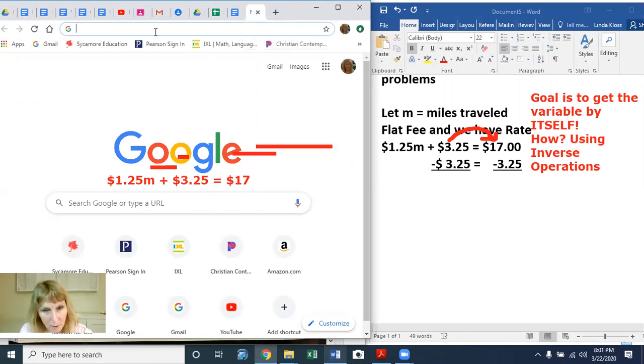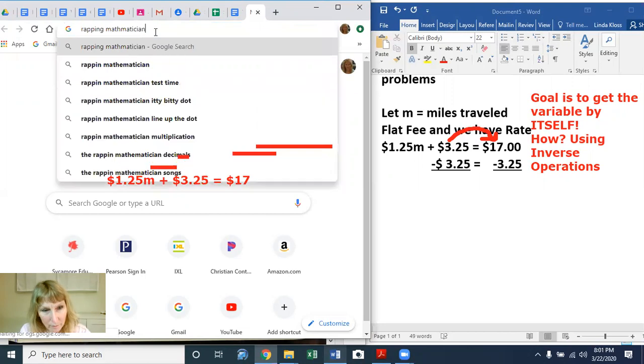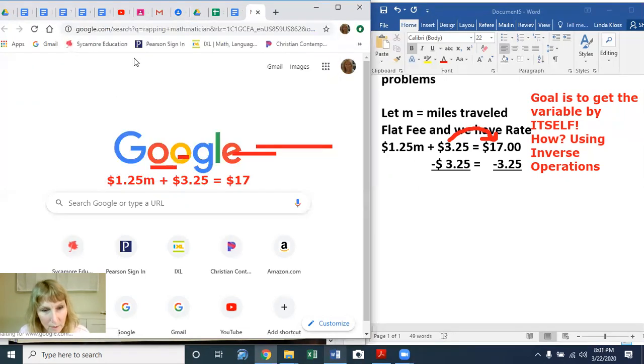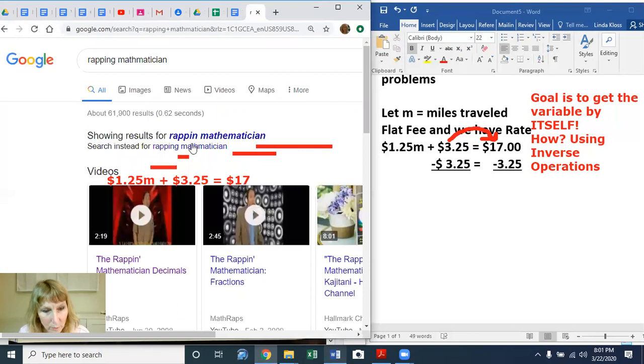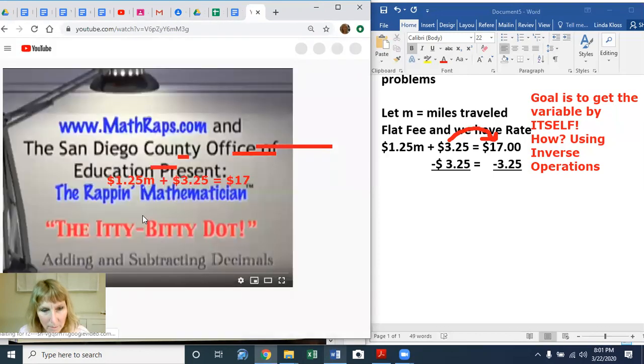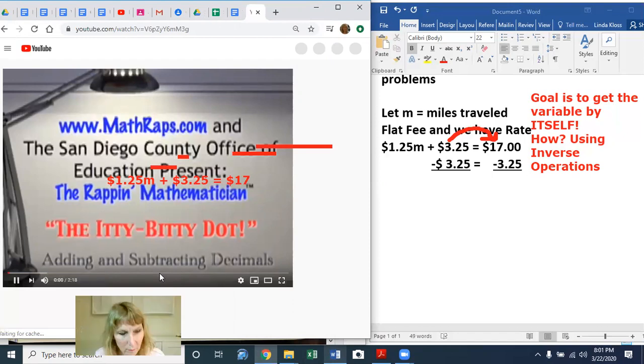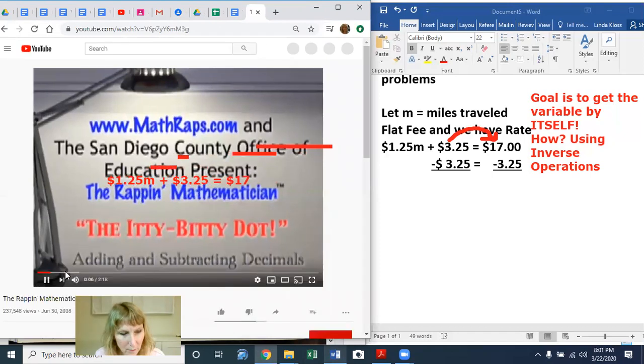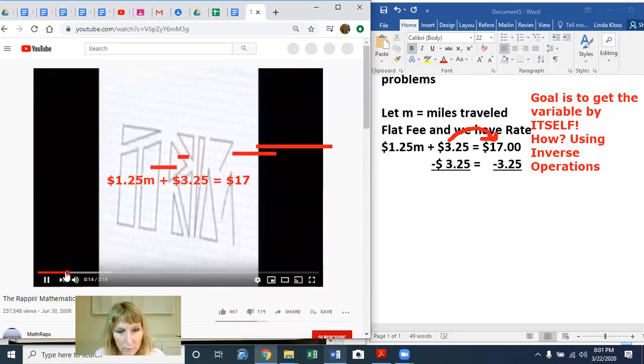Rappin' mathematician. Okay, should come up. There it is. Here we go. It's got some numbers in the screen, but that's okay. Okay, I'm gonna move me a little bit. And there we go.